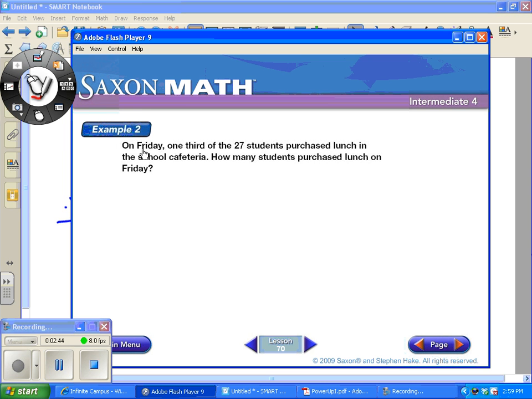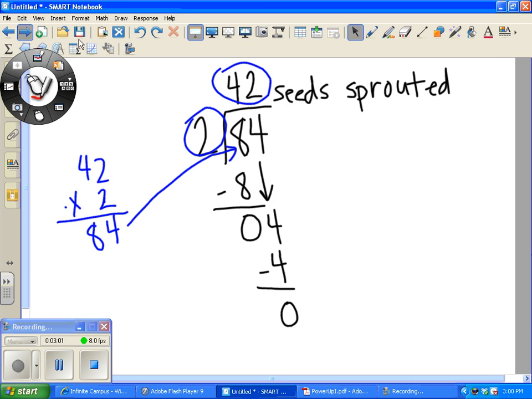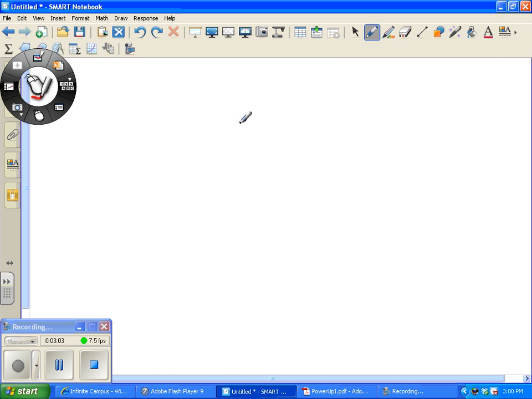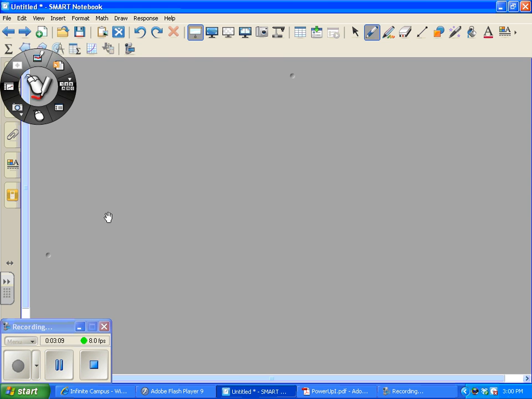Okay, example 2. On Friday, 1/3 of the 27 students purchased lunch in the school cafeteria. How many students purchased lunch on Friday? So we want to take these 27 students and divide them into 3 groups. And we're going to be talking about one of those groups. But still, we're going to start with 27 divided into 3 groups. Let's use our handy dandy shade.